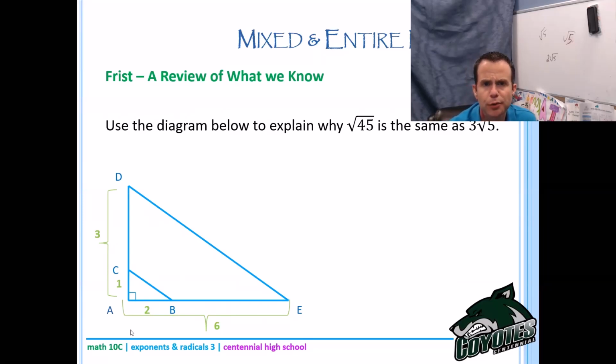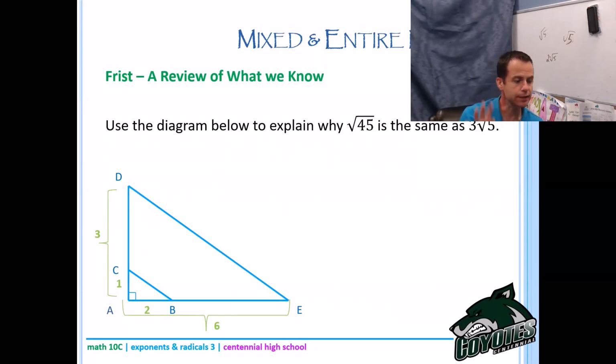We know that they're similar triangles. The reason we know is look at this height. This height is 1 compared to an overall height of 3, so I multiplied that by 3. This base is 2 compared to an overall base of 6, so I've multiplied that by 3. So we have the same angles happening, and the ratios are in proportion to each other. So we know they're similar triangles.